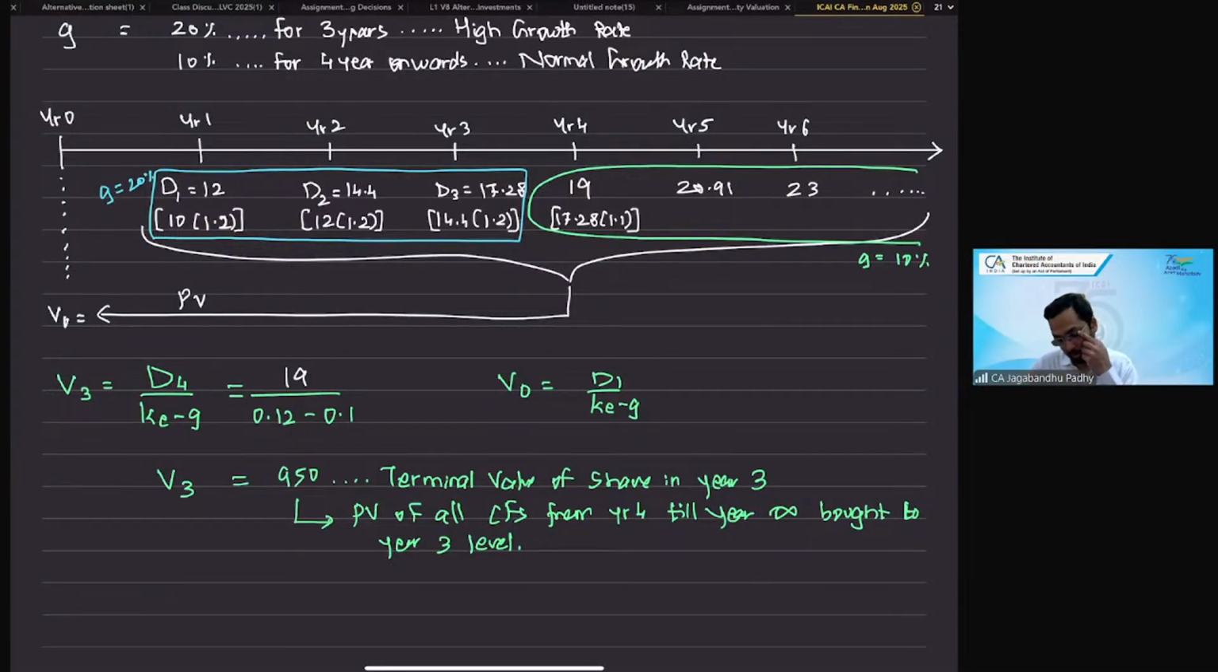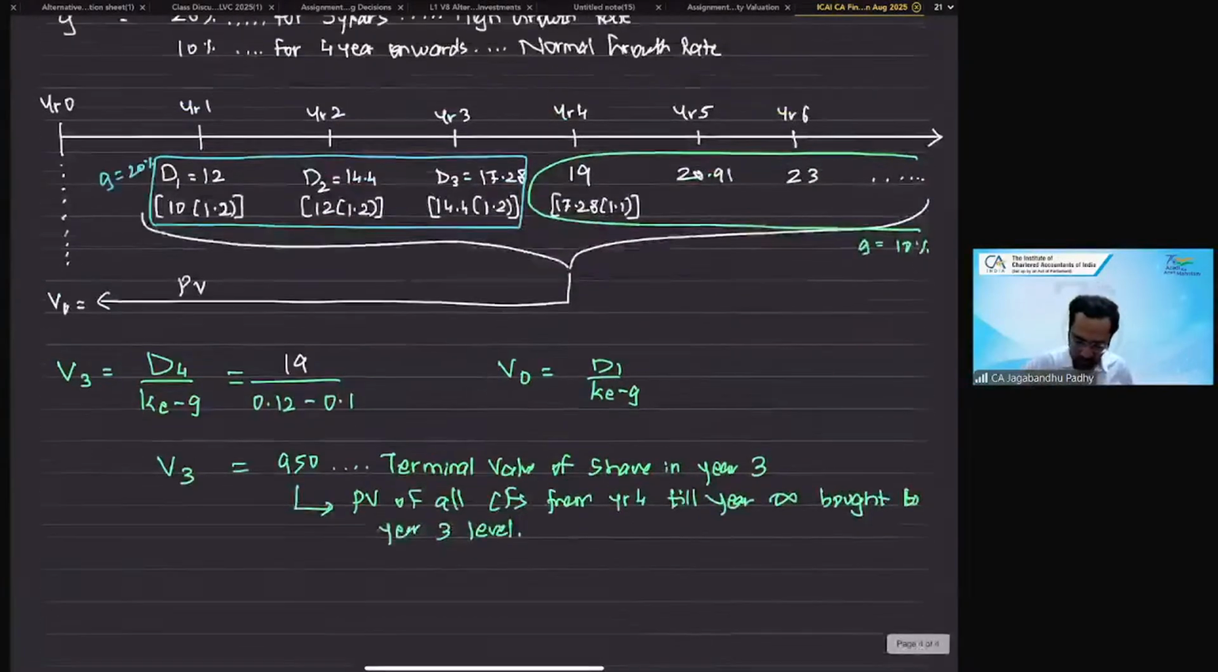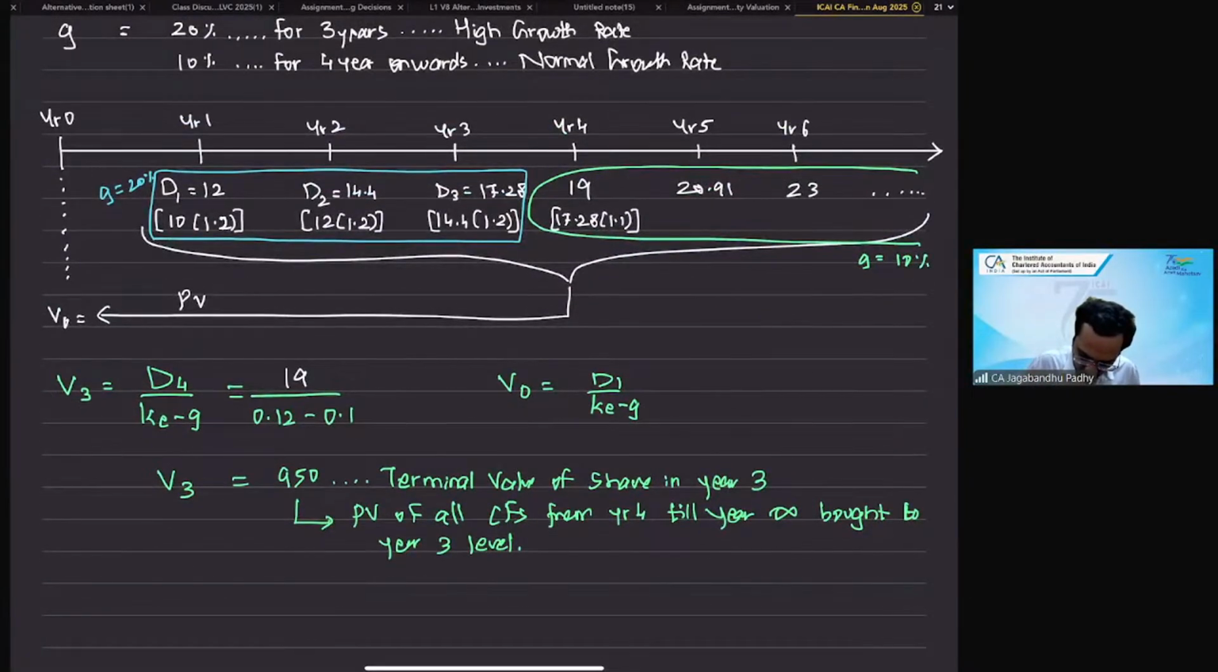Yes, sir. So this is the terminal value of year 3, wherein what we have essentially done is we have brought these cash flows up to year 3 level. We have taken all these cash flows in present value terms to year 3 level.